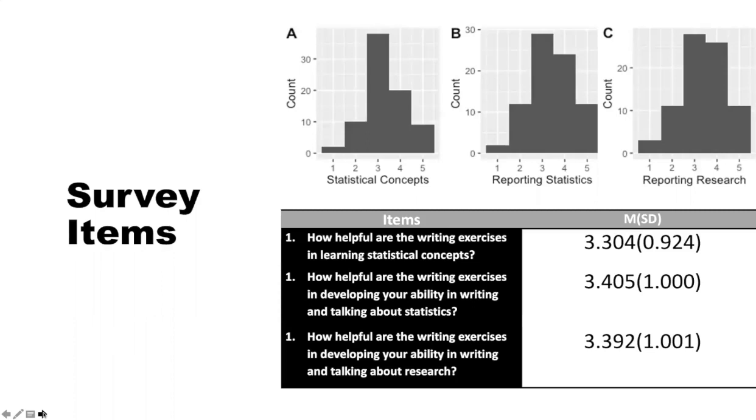So these are my findings. These are the results for the survey items. The questions were very basic. How helpful were the writing assignments in learning statistical concepts, helping you write about statistics, and helping you write about research? Here are the means. They're very close to 3.4, most of them. And you can see that these distributions are not perfectly normal. They're not that skewed, but you can see most of them liked doing these assignments.